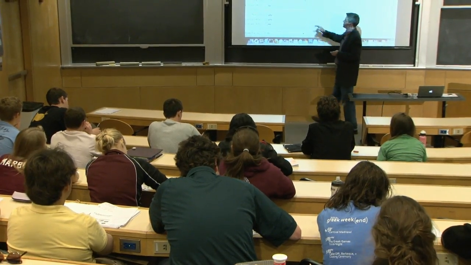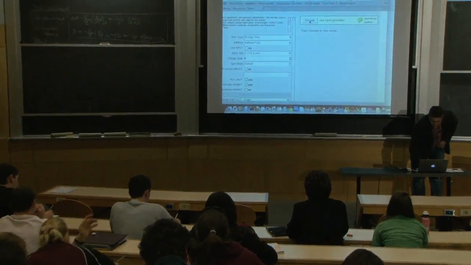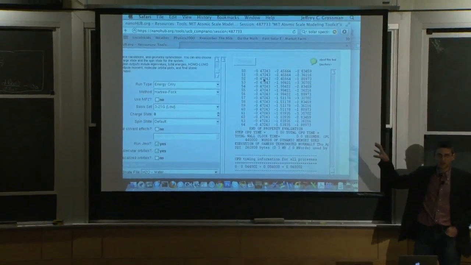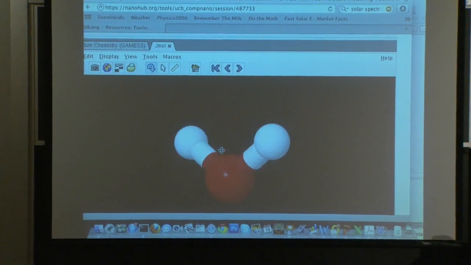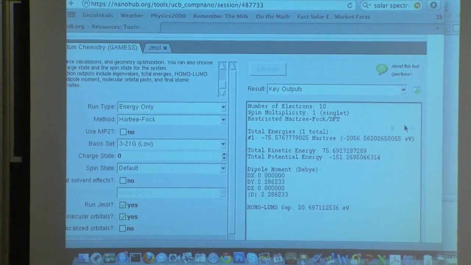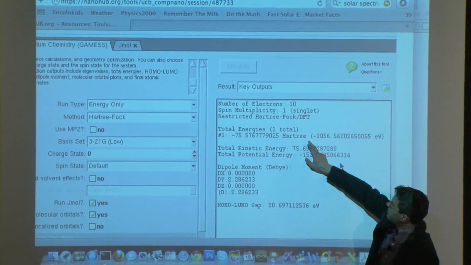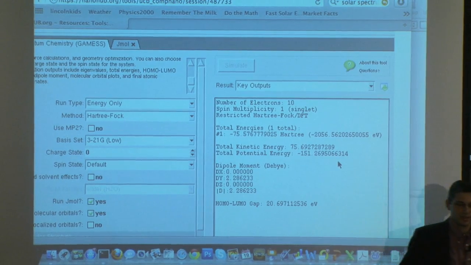So I'm going to do a calculation with 321G. And I'm going to calculate the water molecule using the formalism you just saw. That's what this code is doing. And you're going to see a nice, pretty picture of water. There it is. And then you have these key outputs. And there's my total energy. My total energy of this water molecule is 2,056.56 electron volts. Okay? Now, yes?